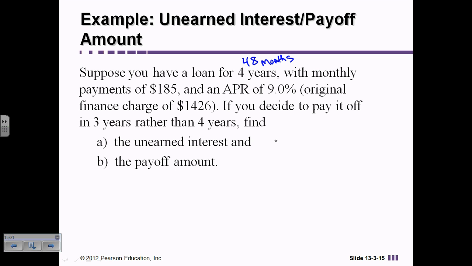Unearned interest is the formula U equals K times R times H over 100 plus H. K is the number of payments that are remaining. If it's 3 years and I have one more year left, then K would be 12. R is our monthly payment, which is $185. H is the value out of the chart.